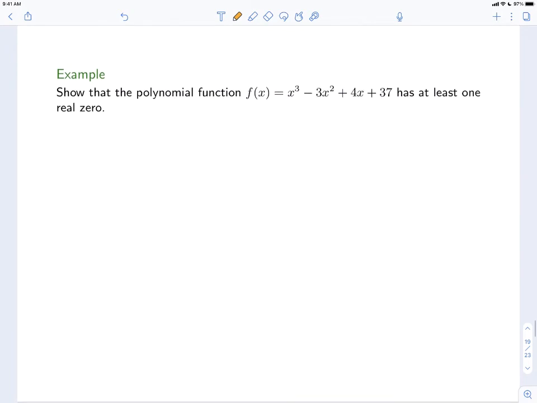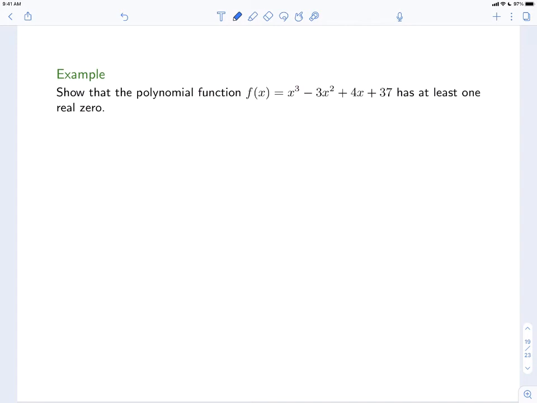Let's look at an example. Show that the polynomial function f of x equals x cubed minus 3x squared plus 4x plus 37 has at least one real zero. Notice that no interval is given to us here. We know that a polynomial is continuous over its entire domain. All we really have to do is find some value that we can plug in here that will give us a positive number and a negative number, and then that means that there must be some value in between where you get 0.